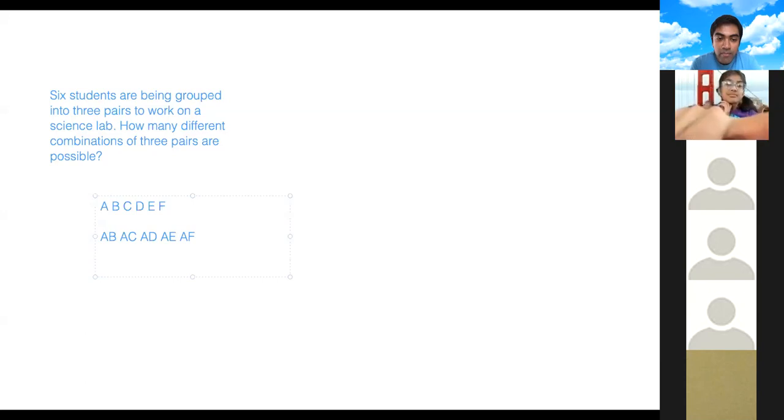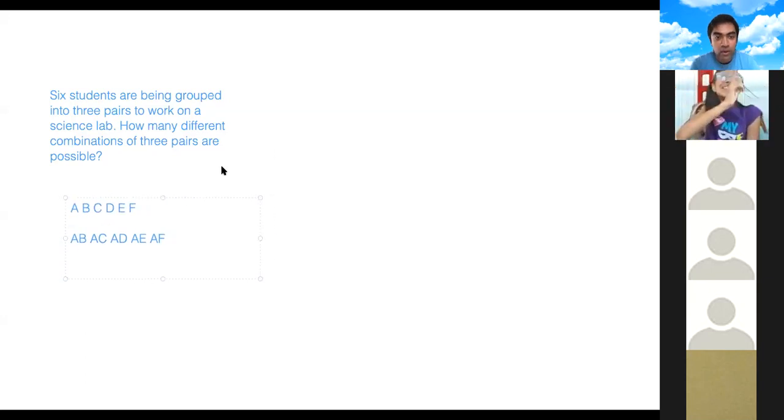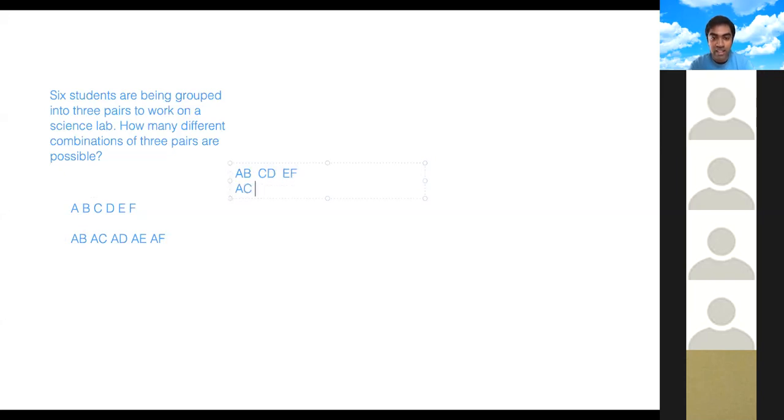Okay, good. That is the right answer. Although, let me see. What we're asked to count is actually this. So how many ways can we make them into 3 groups? So for instance, we can make A, B, C, D, E, F. This is one choice, and then A, C, B, D, E, F, or A, C, B, E, D, F. So basically, we're asked for the number of these combinations.